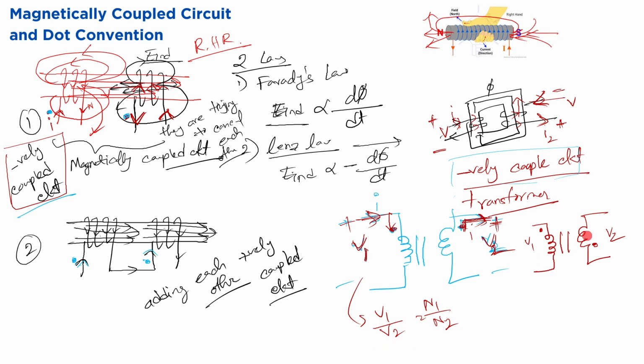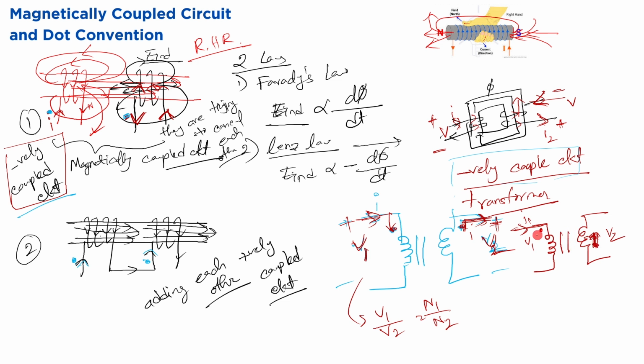For the second circuit, the dots are on the opposite side. Let's say current I1 is going in. What will happen if the current is going in? Because of the negatively coupled circuit, current will go out in the opposite direction with respect to the primary side. So current is going in the primary side, current goes out from the secondary side.